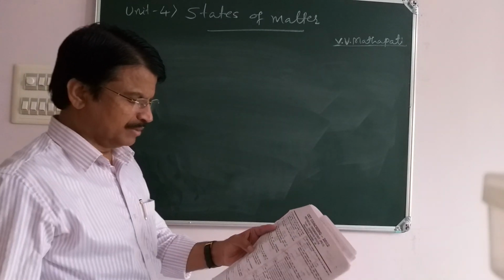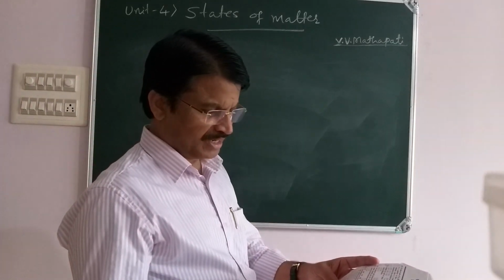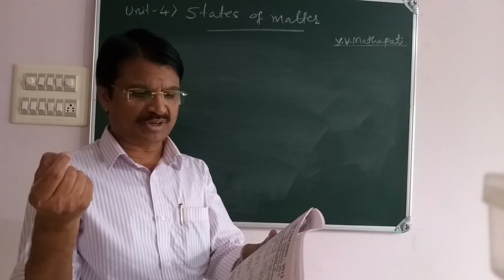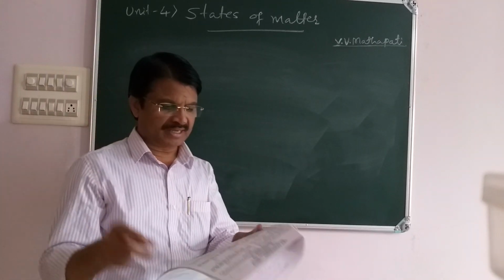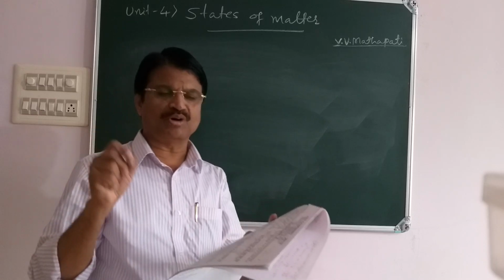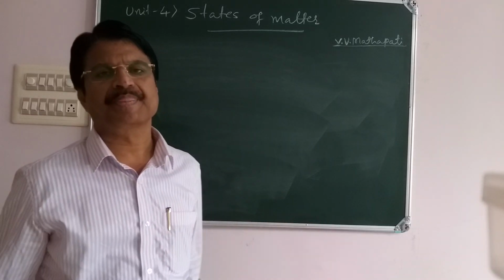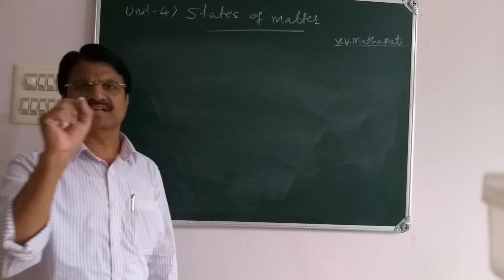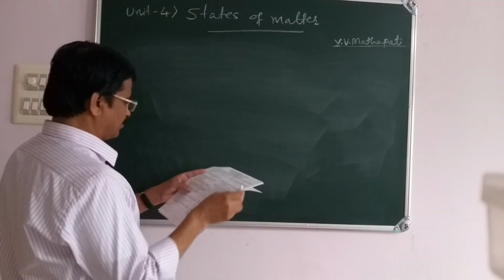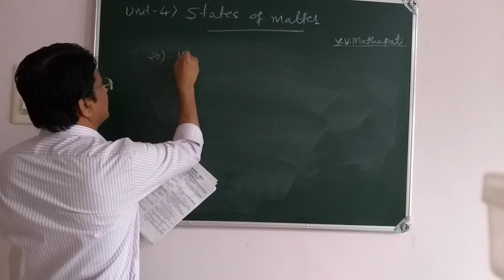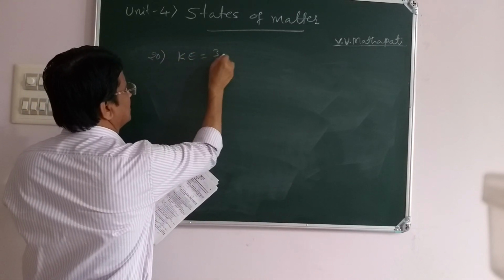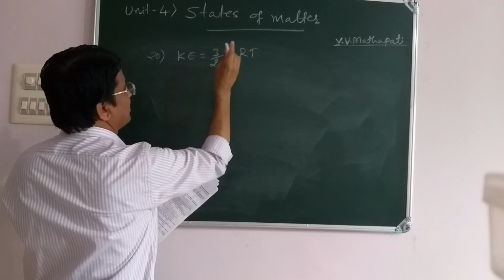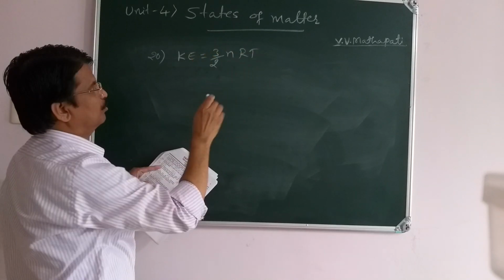What is the temperature at which the kinetic energy of 0.3 mole of helium is equal to the kinetic energy of 0.4 mole of argon at 400 K? They gave here kinetic energy, which is the hint. And you know the kinetic energy formula: KE equal to 3 by 2 nRT for n mole, 3 by 2 RT for 1 mole.